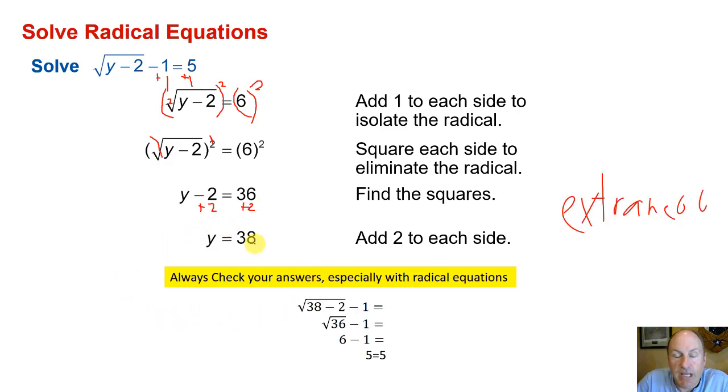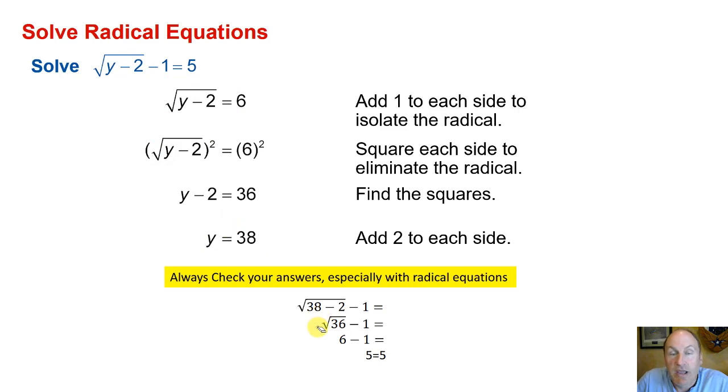So you get y equals 38. We're going to check our answers. And when we substitute in a 38 for y into the original equation, the square root of 38 minus 2, all minus 1, the 38 minus 2 becomes the square root of 36. That simplifies down to 6 minus 1. We get 5 equals 5. So it is true. 38 is our solution.